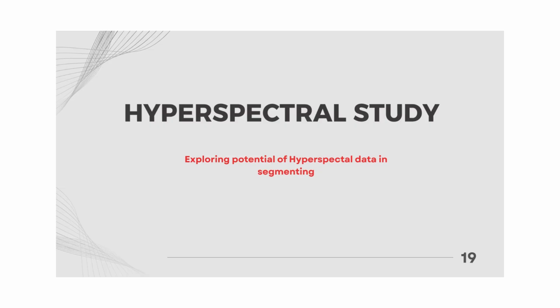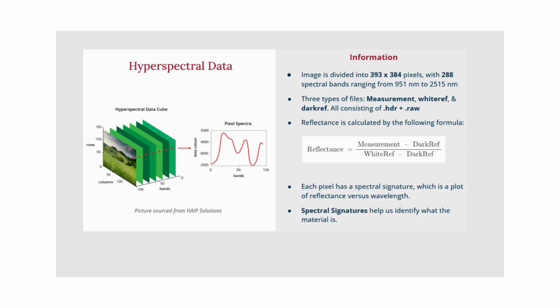And so moving on to the hyperspectral study, we explore the potential of using it for segmentation. So let's talk about hyperspectral data. The data is divided into two components, the spatial component and the spectral component. The spatial is in 2D and the spectral is 1D. So this means that in every single pixel, the sensor would measure the spectral bands from 950 nanometers to 2500 nanometers in steps of 10 nanometers.